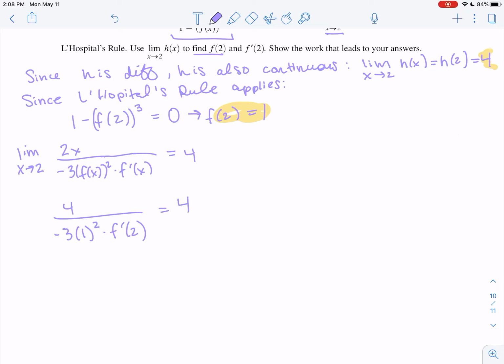So lots of ways you can solve this. You want to cross multiply. I would get 4 is equal to negative 12 times f prime of 2. So f prime of 2 is negative 4/12, also known as negative 1/3. Okay, and I did that. And we definitely showed all our work, so we're good there.